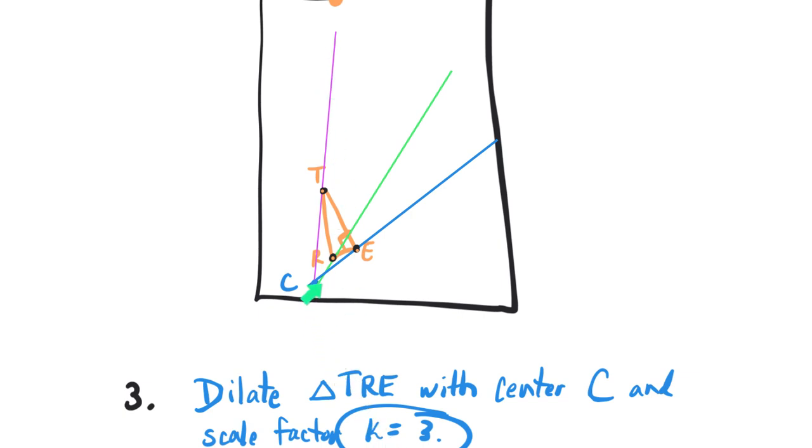Now let's do it for the green line. So from the center to point R. One of those distances, 2 of those distances, 3 of those distances. And that's where R's image, R prime, goes. 3 times further away from the center than R is. 1 time, 2 times, 3 times.